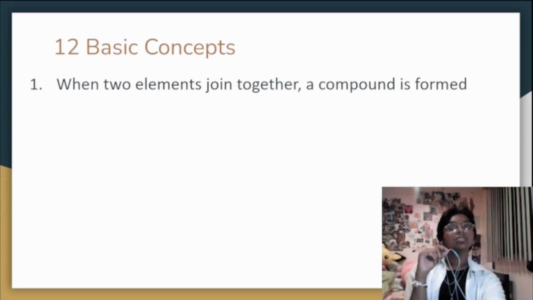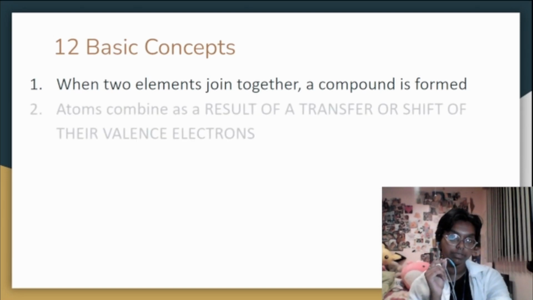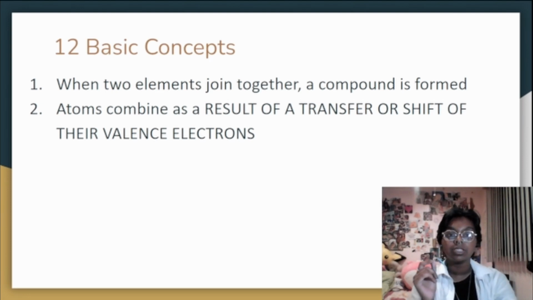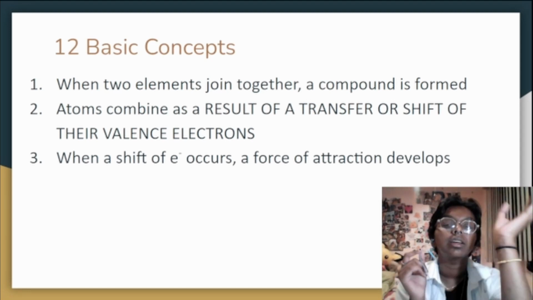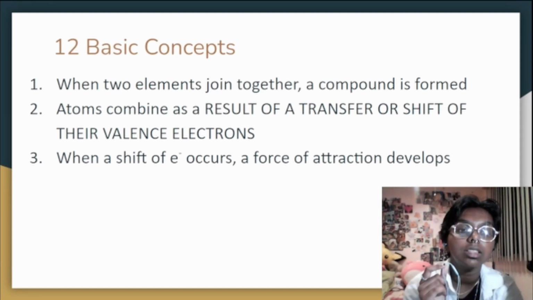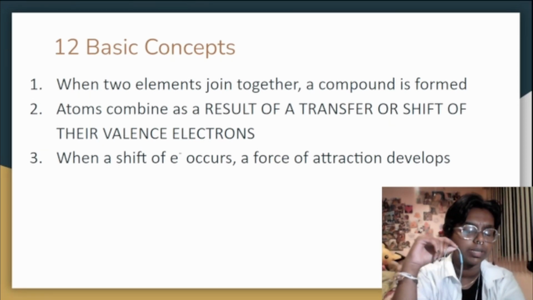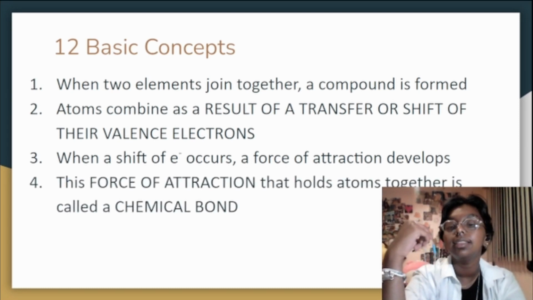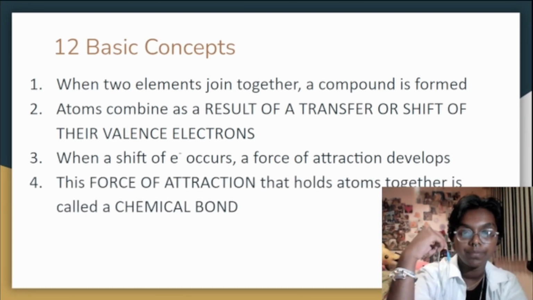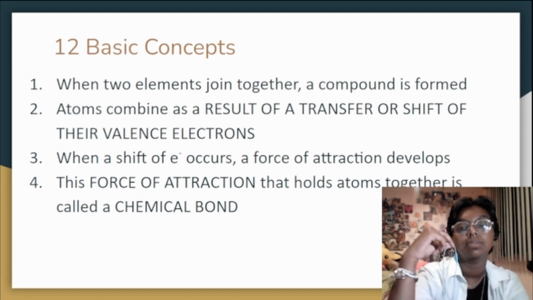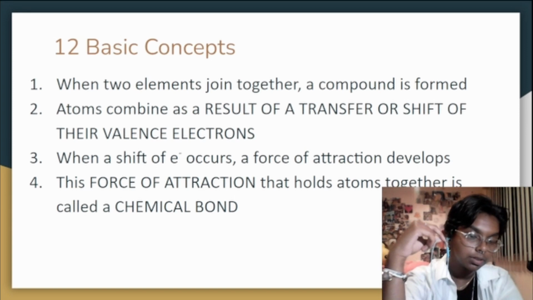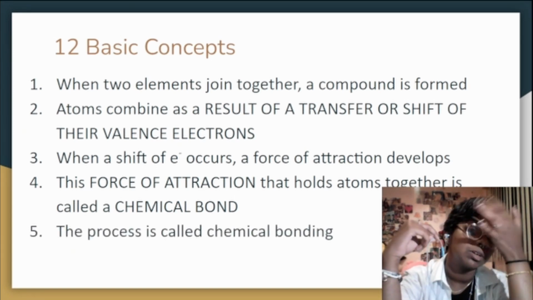When two elements join together, a compound is formed, right? And then atoms combine as a result of when they transfer or there's a shift in their valence electrons, or I guess share the valence electrons, right? So when a shift or a transfer of electrons occurs, a force of attraction develops. This force of attraction holds the atoms together, and this is called the chemical bond. And then the process is called chemical bonding.